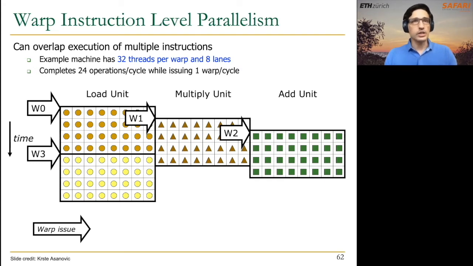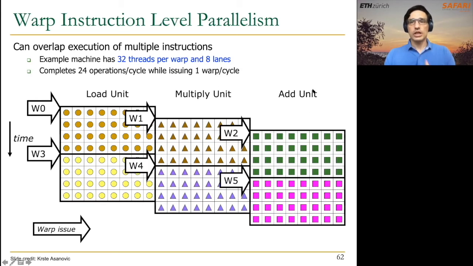And in this particular example, we consider that inside each of the GPU cores, we only have 8 lanes. So if we want to execute the 32 threads of the warp, we will need 4 cycles to issue this load instruction, or this multiply instruction, or this addition instruction. But in the end, it's exactly the same idea.